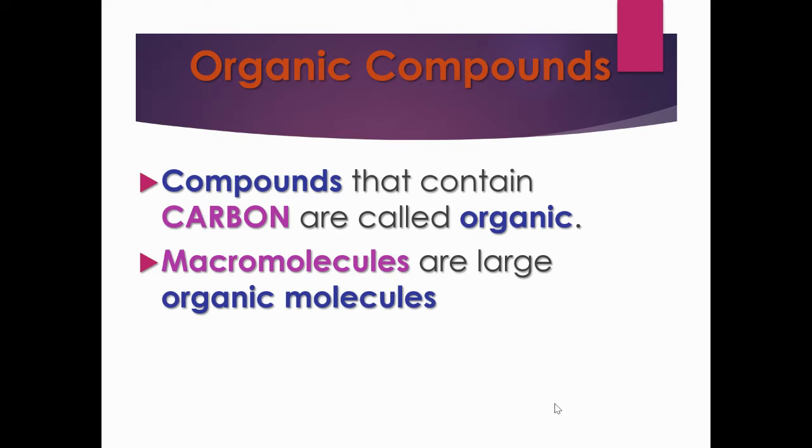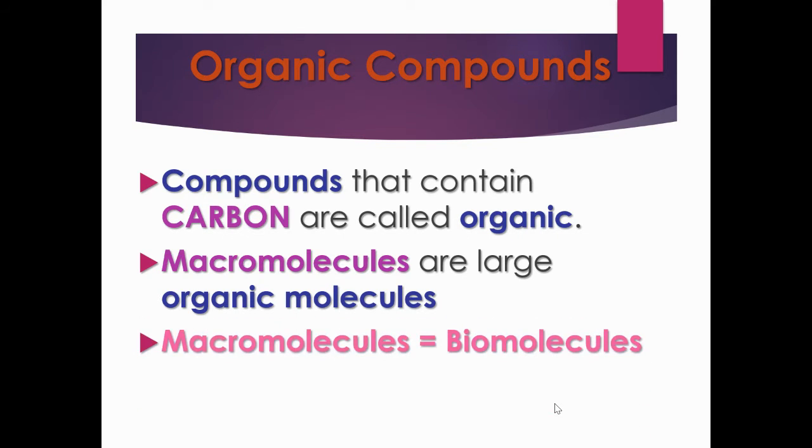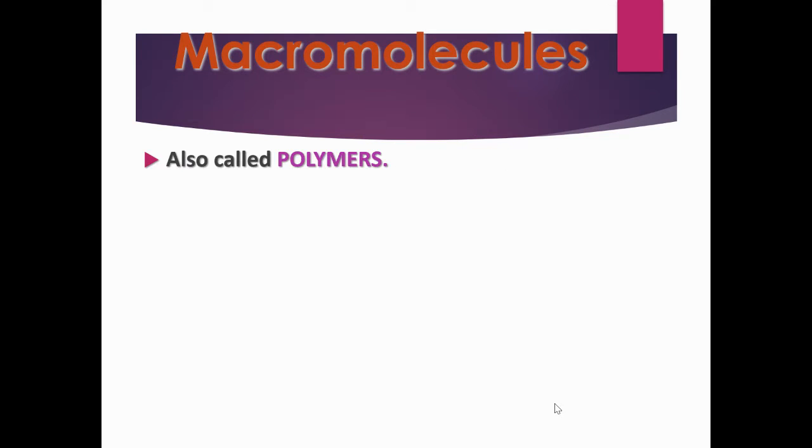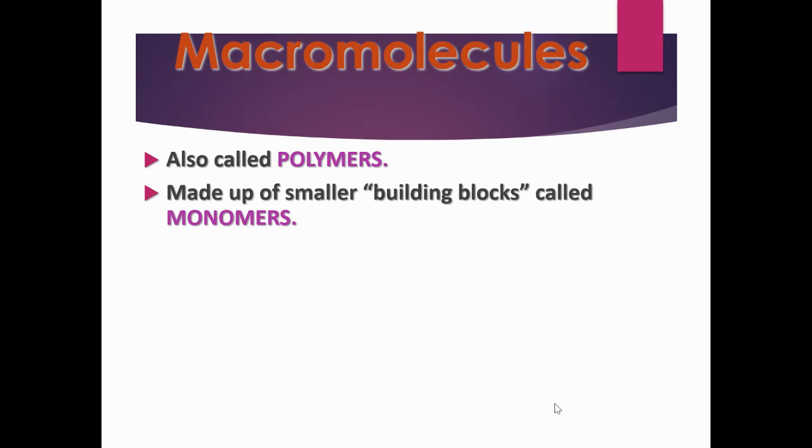Macromolecules: macro means big, so they are large organic molecules. Sometimes people call macromolecules biomolecules. You'll hear both of those used interchangeably. These are also called polymers. Poly means many, so they're made of many building blocks. These building blocks are called monomers. Mono means one, so it's one building block, and poly means many, so it's many monomers.